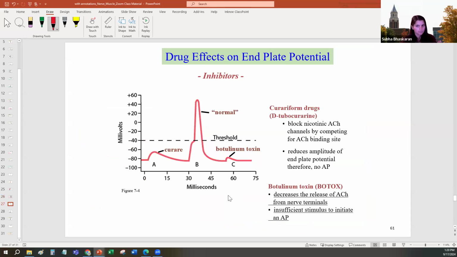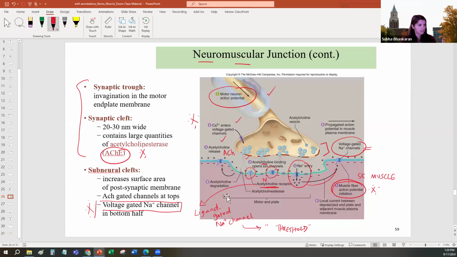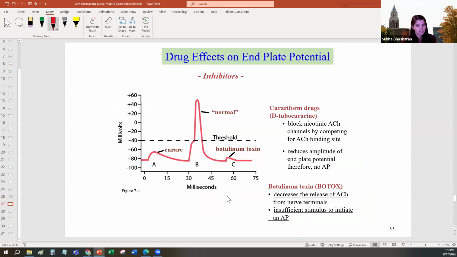Again, just to bring this up, knowing this process, it is important that you know all the steps involved. Now look at this. What is this drug doing? It is blocking nicotinic ACH channels. What is it trying to do? Just don't even look at it. What will this do? You guys are used to multiple choice, right? Contract, relax. Which one?